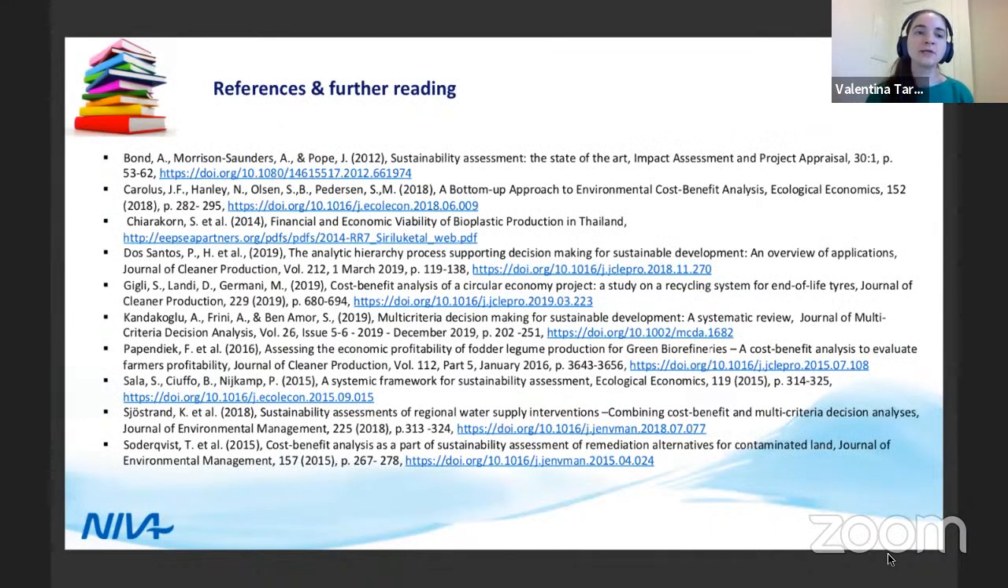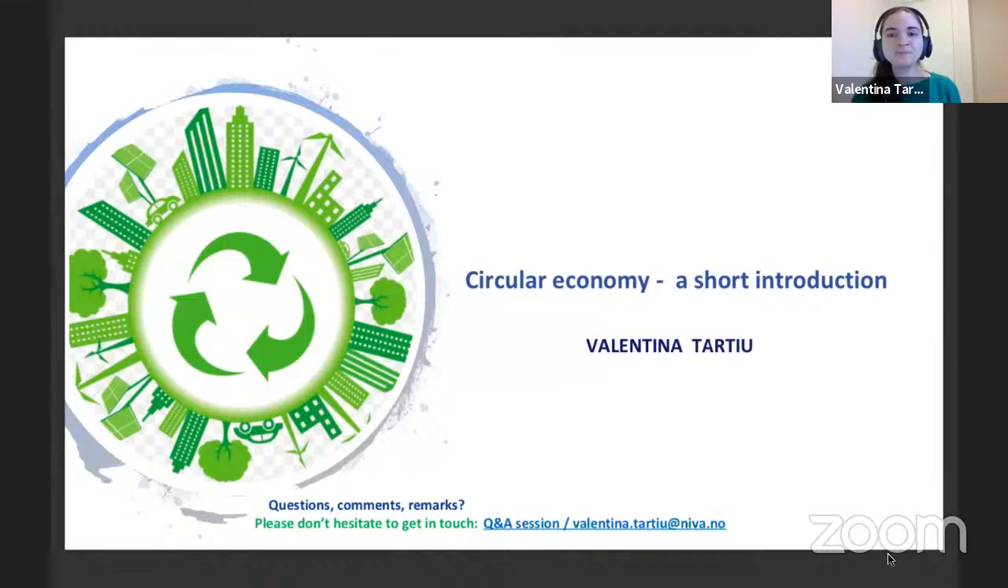Here I included a list of references that I have used for this very short overview of CBA and MCDA in the sustainability field, as well as some further references I considered might be useful to have a look at in case you have a particular interest. Now it's time to move on to the circular economy.